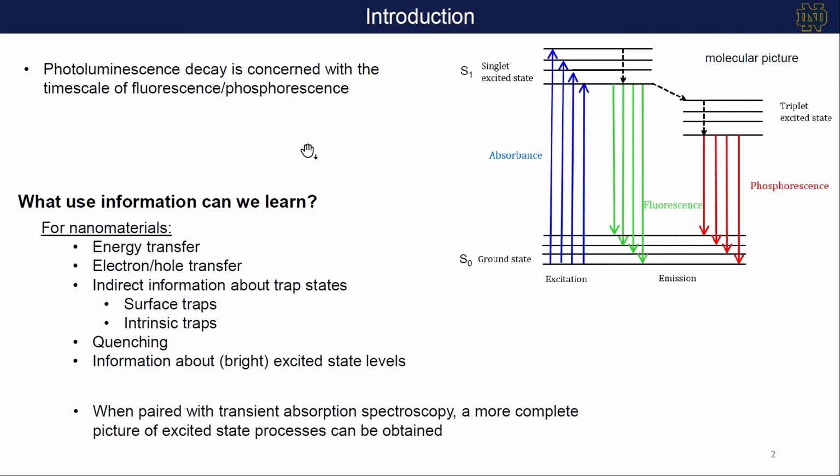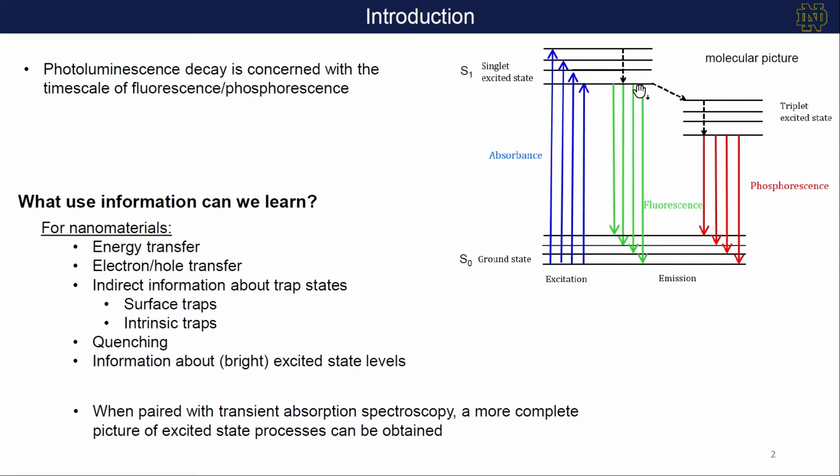So photoluminescence decay is essentially concerned with the timescale of fluorescence and phosphorescence. On the right here we have a typical Jablonski diagram for a molecule. If we have a photon of light coming in, we can absorb that light, and an electron sitting in the ground state will be excited into the singlet state, and then very rapidly that electron will relax back down to the lowest vibrational state, and then it'll be sitting here.